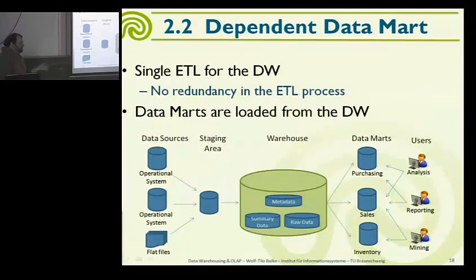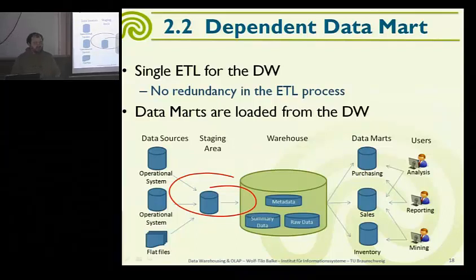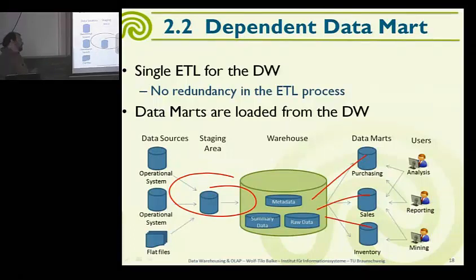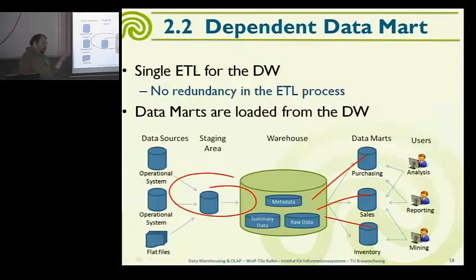You might have dependent data marts where you say, well, basically, let's do a single ETL for the data warehouse, so we don't have the redundancy in the ETL process. But then the data marts are directly loaded from the data warehouse in different fashions, right? So that would be dependent data marts that share an ETL process. The problem with that is, what's the problem with the dependent data mart? What's the disadvantage?